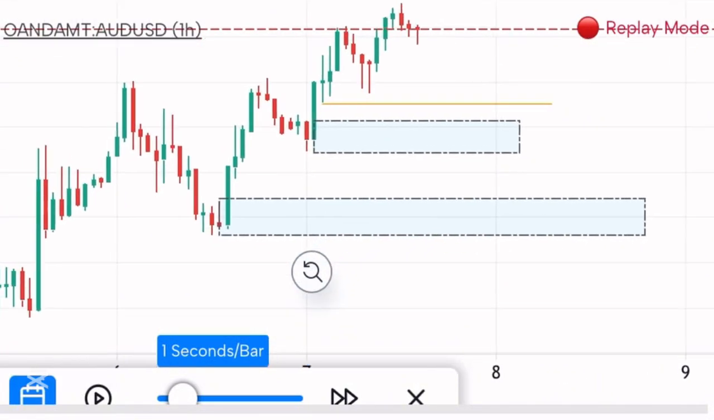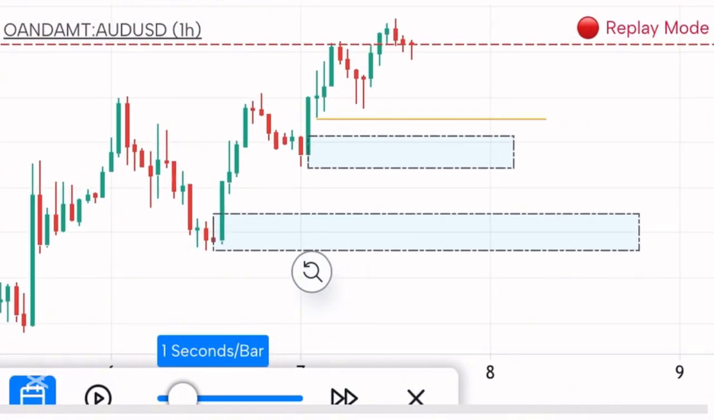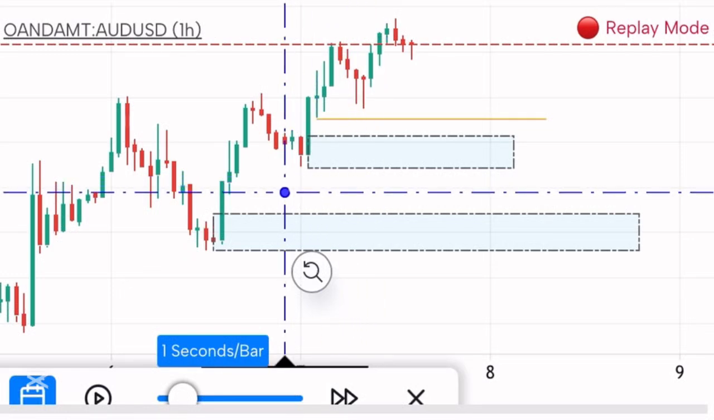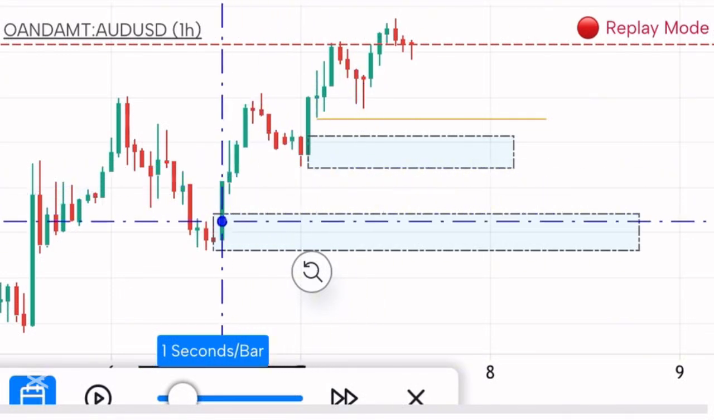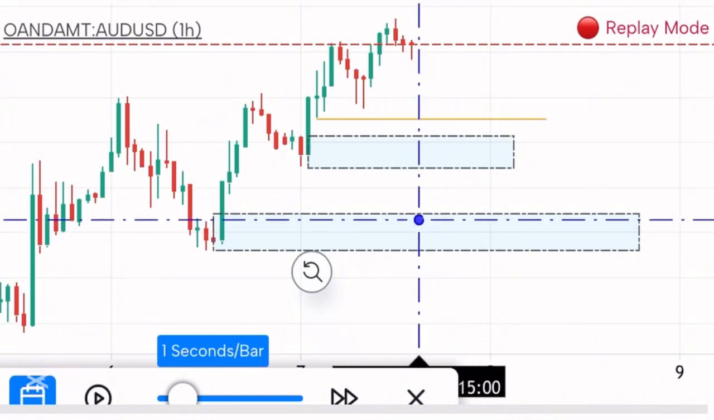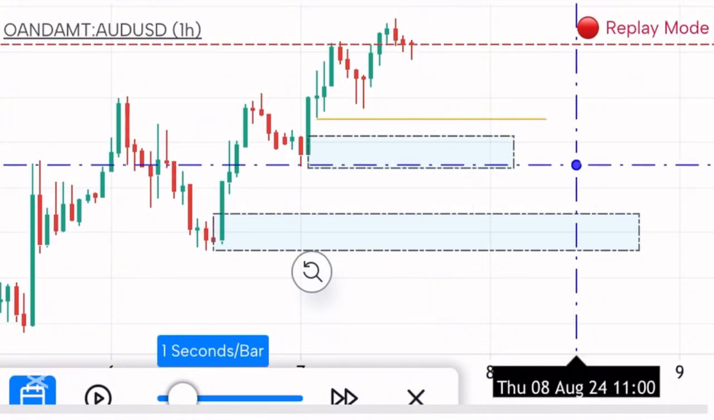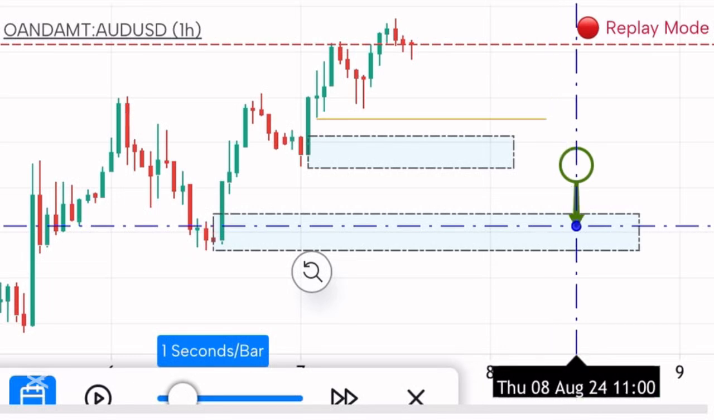Now we are left with two demand zones to buy from. Both of them have the same concept. They have imbalance, demand zone, imbalance, and demand zone. Let me ask you now, which one do you think will be high probability? You must be guessing this one right here.